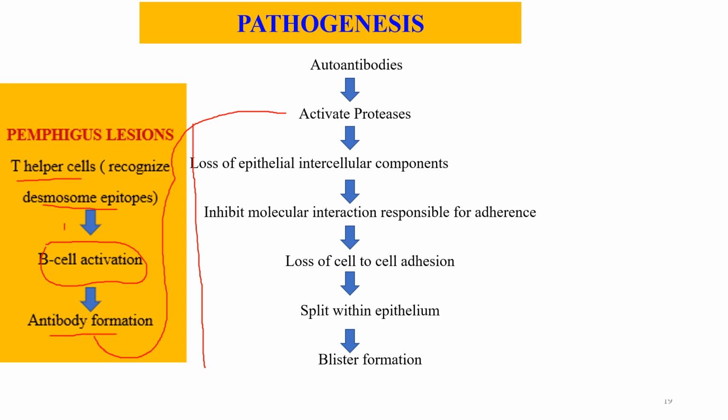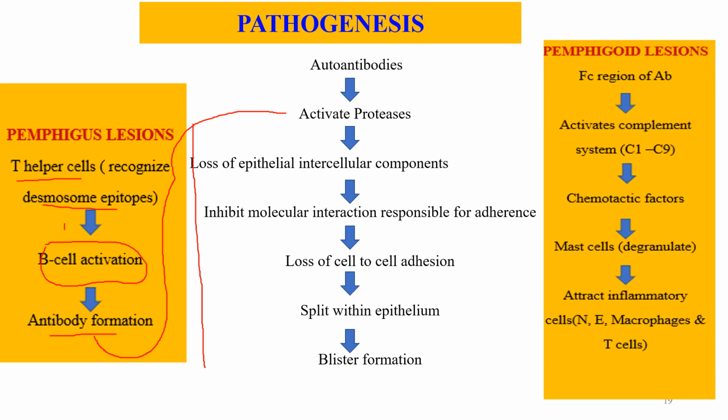The antibody group of IgG is predominant in the pemphigus lesions, but in pemphigoid lesions the Fab region of the antibody will bind to the antigen and destroy them. On the other hand, the Fc region of the antibody activates the complement system when C1 binds to the Fc region of the antibody and then engages the other members of the complement from C2 to C9.